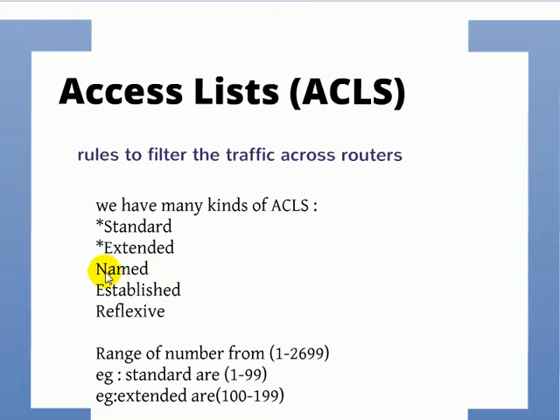There are others like named, established, and reflexive. To define the type of ACL that you are going to use, you need to know the numbers. This range of numbers is from 1 to 2699. So if you define a number from 1 to 99, you are talking about standard. If you put a number from 100 to 199, you're talking about extended. So this is the first thing you need to know, the range of numbers. The most important one is 1 to 99.